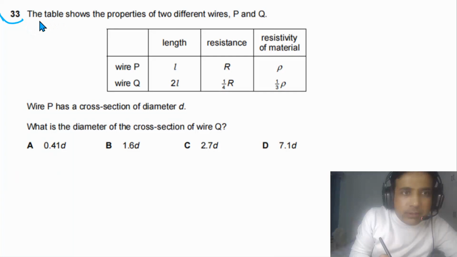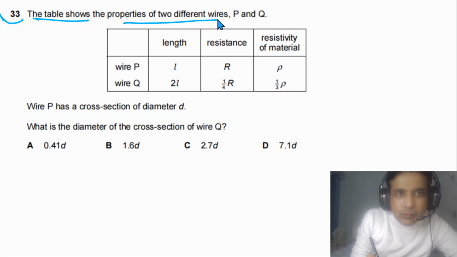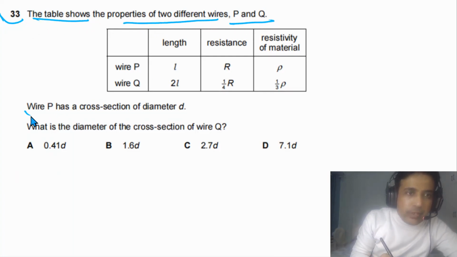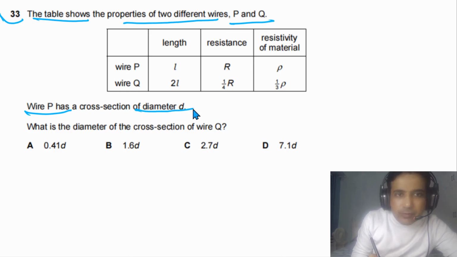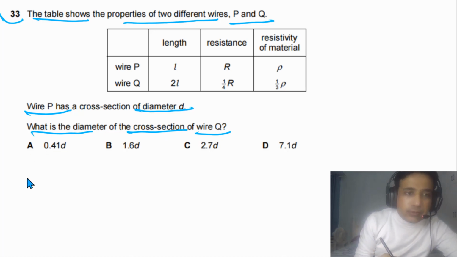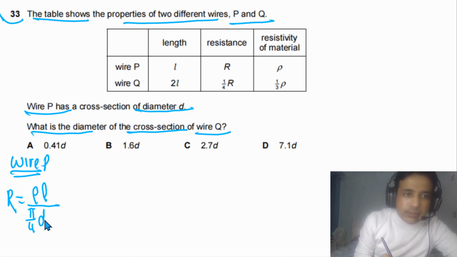Question 33 says the table shows the properties of two different wires P and Q. Wire P has a cross section of diameter small d. What is the diameter of the cross section of wire Q? So we have two wires. First of all, for wire P we can write down resistance. This is equal to rho L divided by pi by 4 d squared, which is the cross sectional area.